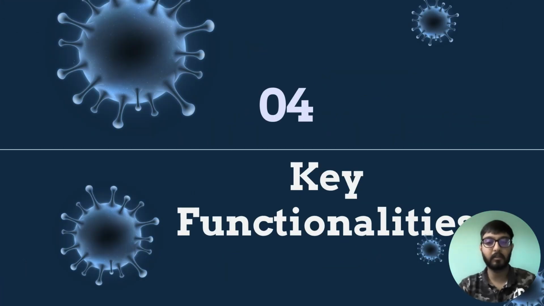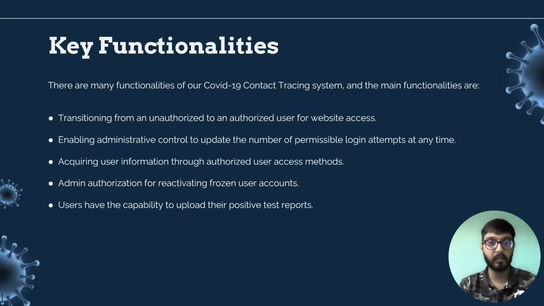So now let's talk about some key functionalities in our COVID-19 contact tracing system. There are many key functionalities in our project. Some main ones are that our system simplifies the transition from an unauthorized to an authorized user, which ensures secure website access. This feature is crucial for maintaining the integrity and confidentiality of the data.